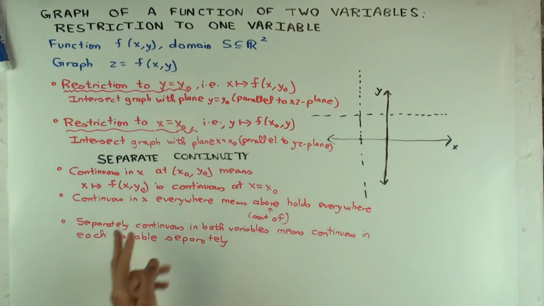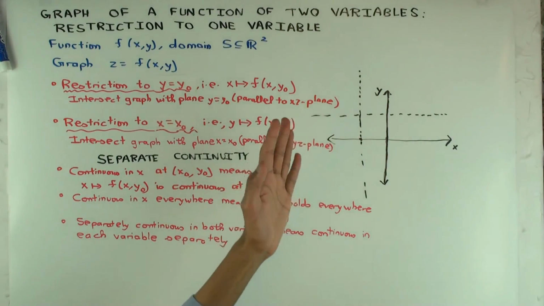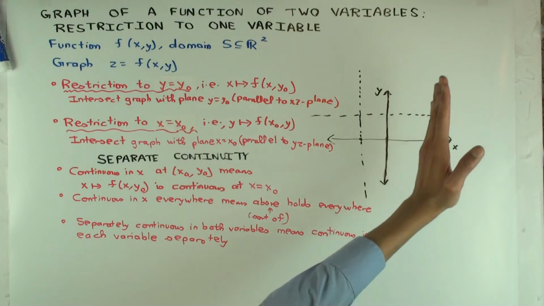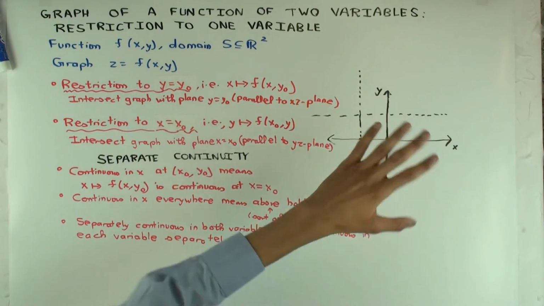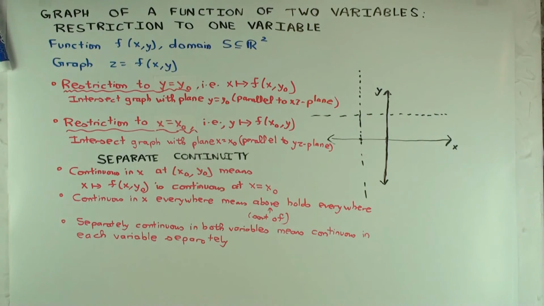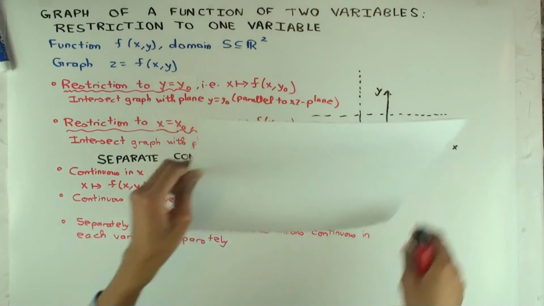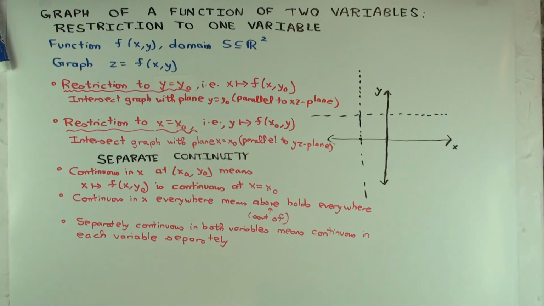And similarly, what would it mean to say continuous in y everywhere? Well, that would mean each of the slices of the form x equals x naught give you graphs of continuous functions, but overall the picture need not be continuous. What would it mean to say separately continuous everywhere? Both these types of planes, so both the planes of this type and the planes of this type, when you intersect with the graph, you get continuous pictures. But overall, it's still possible it's not continuous because it need not be jointly continuous.